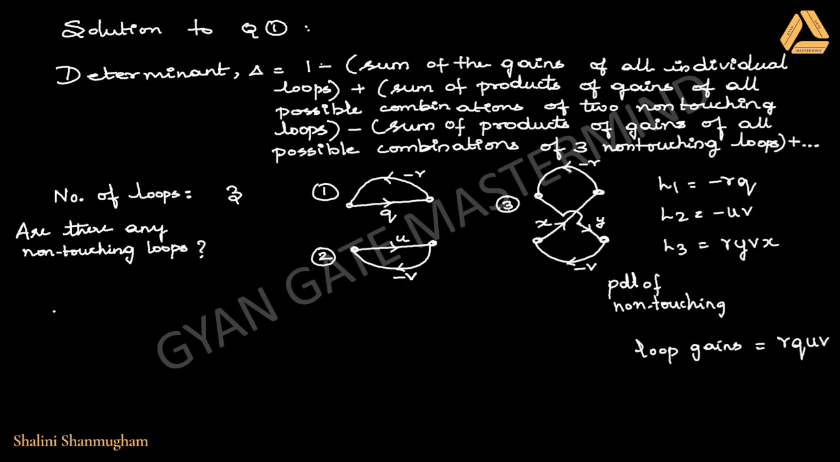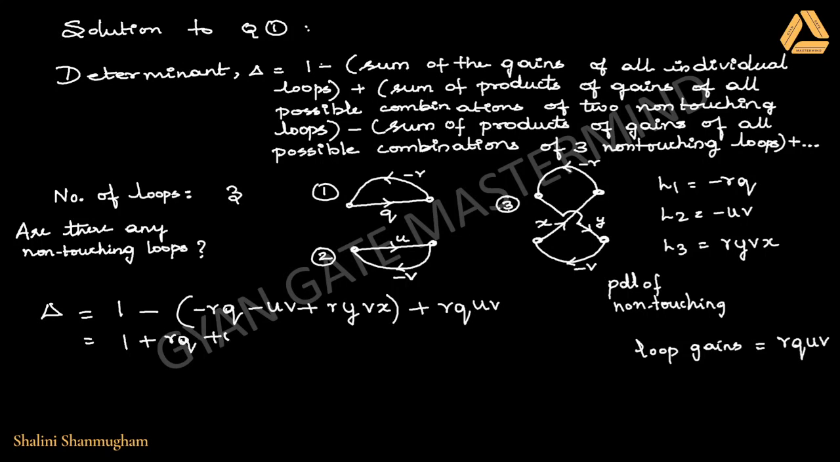So by substituting in the formula, delta is given by 1 minus, you have to add all the individual loop gains. So minus RQ minus UB plus RYBX plus non-touching loop gain RQUB. So hence 1 plus RQ plus UB minus RYBX plus R cube UV. So this is the correct answer. So B is the correct answer.